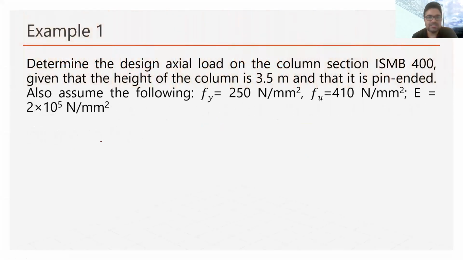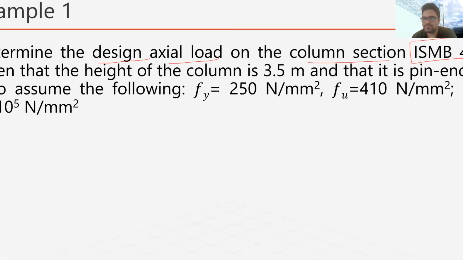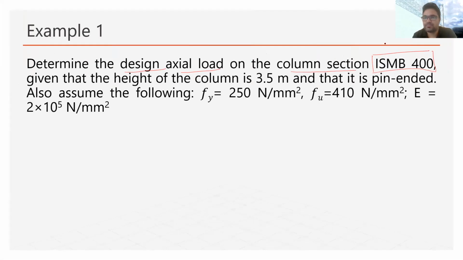So this is the question that we have to solve. We have to determine the design axial load which the column can carry. In this case, the column section that we are using is ISMB 400. ISMB stands for Indian Standard Medium Weight Beam, and this is basically an I section.